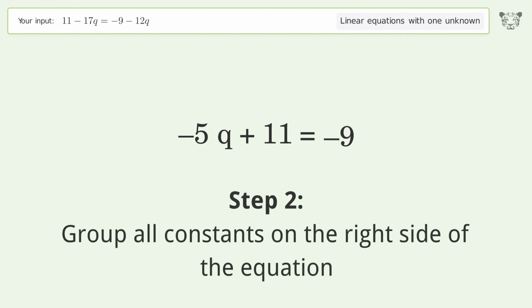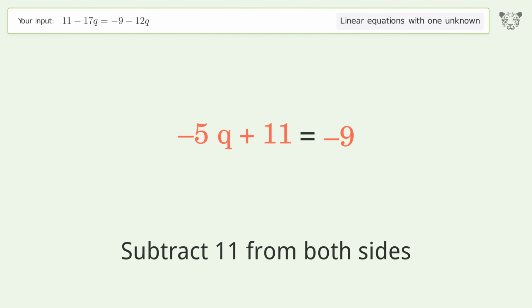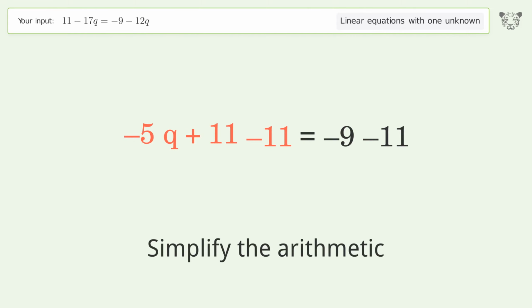Group all constants on the right side of the equation. Subtract 11 from both sides. Simplify the arithmetic.